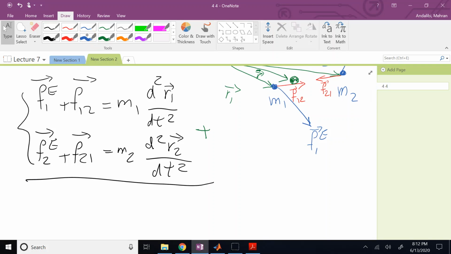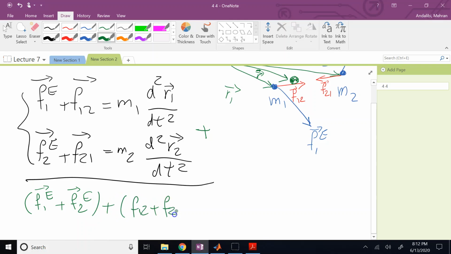So on the left side, you're going to get F1 of E plus F2 of E plus F12 plus F21 is equal to M1 R1 double dot, and I use double dots instead of second derivative because they are the same thing. Just want to save some space. It's going to be like this.